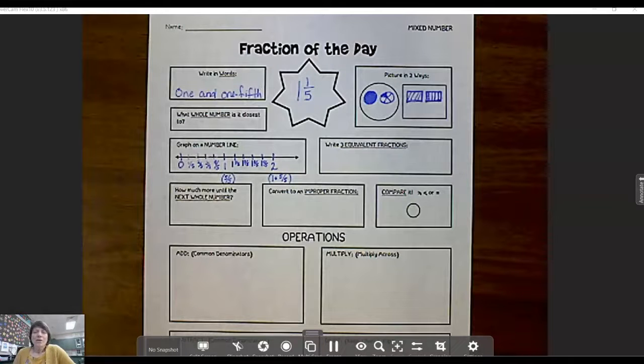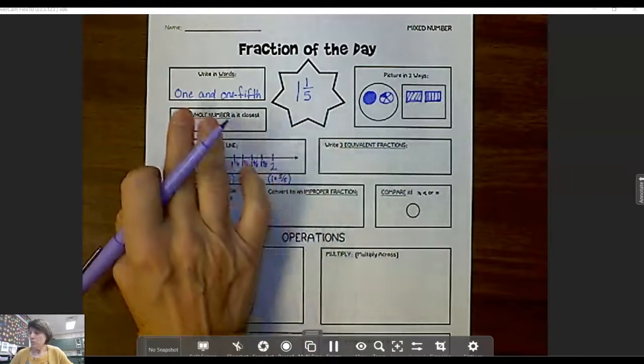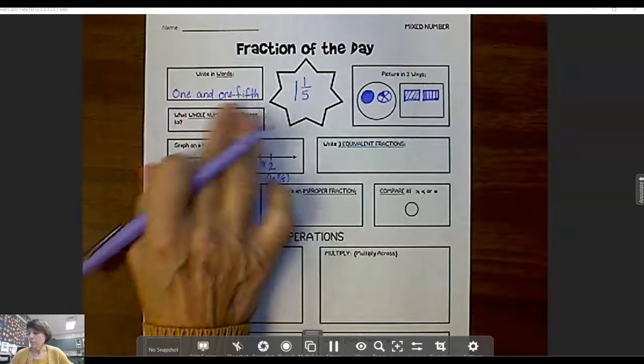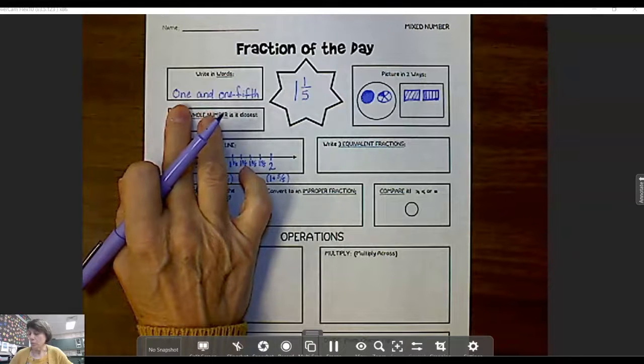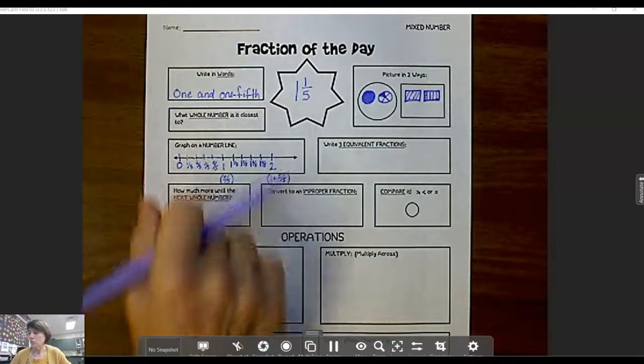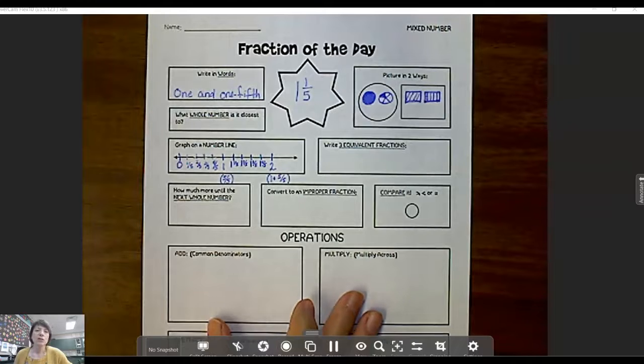Hey everyone, for our fraction of the day today, we are going to move on to mixed numbers. And so our mixed number for today is 1 1/5. I'm going to write that as 1 1/5. So O-N-E for my whole number and O-N-E-F-I-F-T-H for my fractional part. So a mixed number is simply a fraction with a whole number, all right?